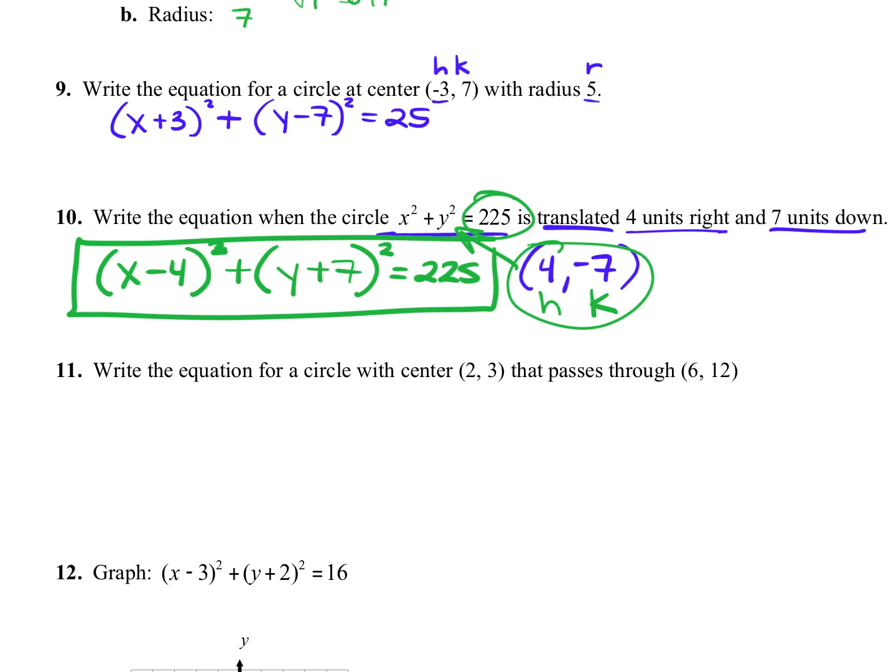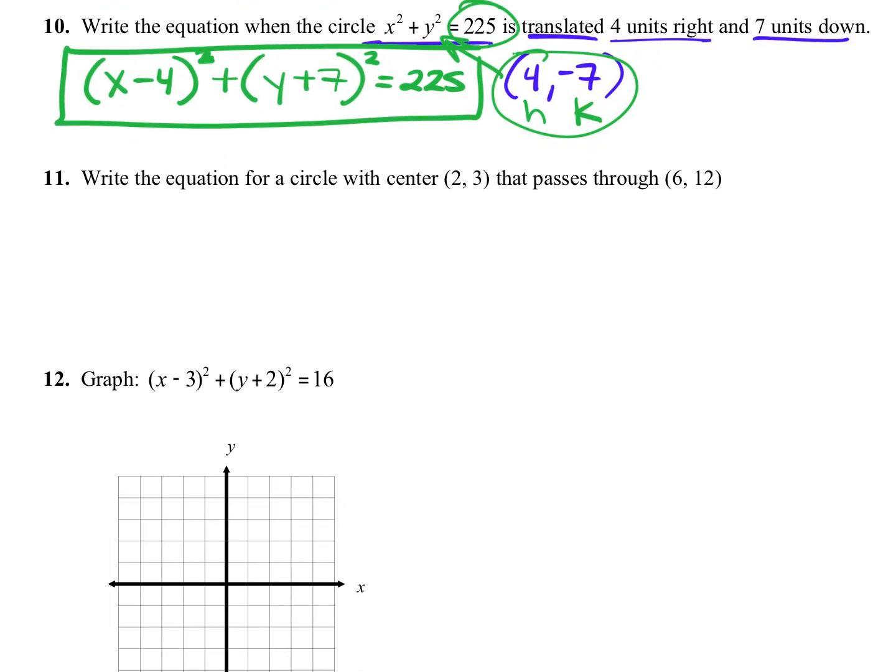Last two. This is probably the one that gets done wrong the most of the circles just because it's got the most steps to it. You have a center of 2, 3, and you go through a point of 6, 12. So call that xy, okay? Now, I'm going to write the final answer first. To put this in the form of your final answer, it's x minus 2 squared plus y minus 3, your k value, squared. What comes at the end? We don't know yet. R squared, right?